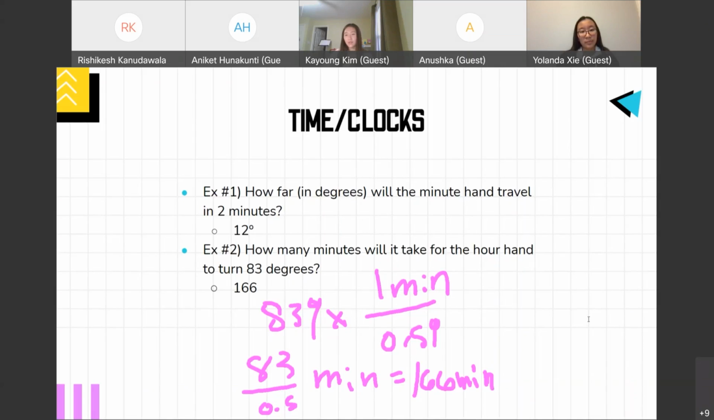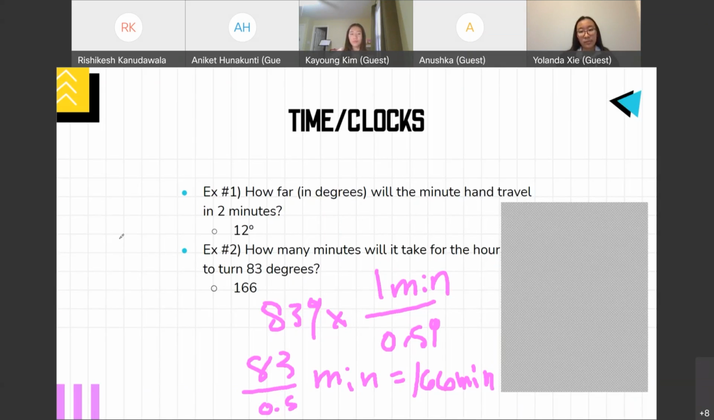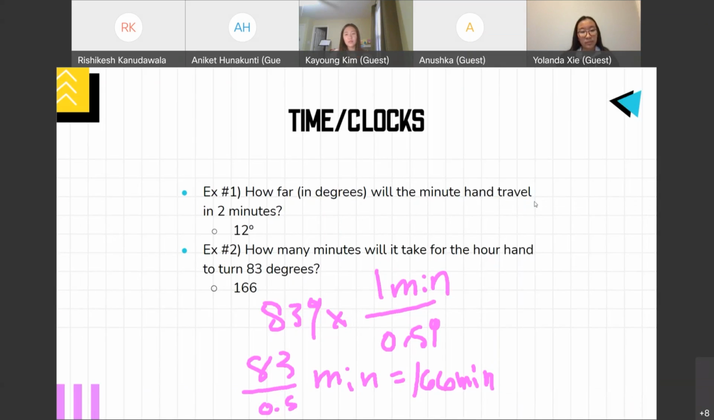And yes, so 41.5, I'm not exactly sure what you did. I think you divided it by 2 instead. But remember, it says how many minutes. So the answer should be in minutes. This can be really confusing. Always make sure your answer is matching up. I just did 83 times 0.5. That's how I got 41.5.